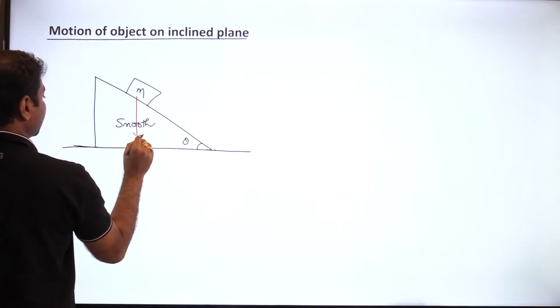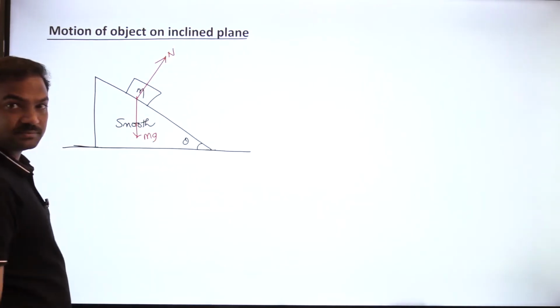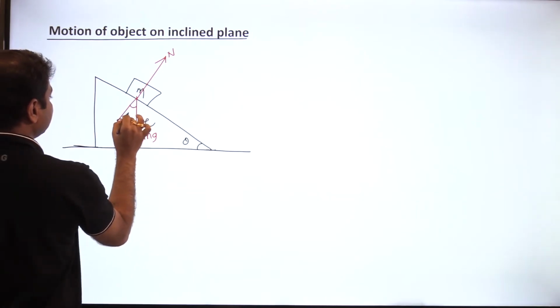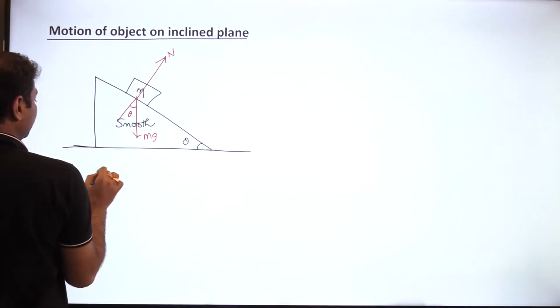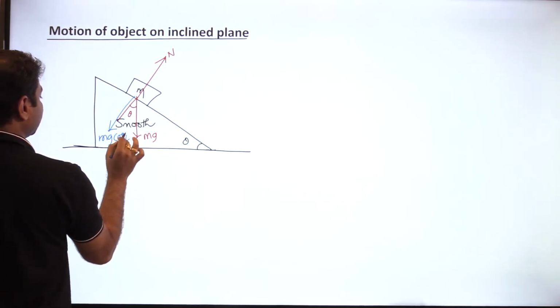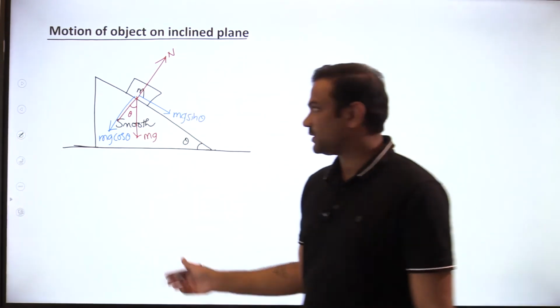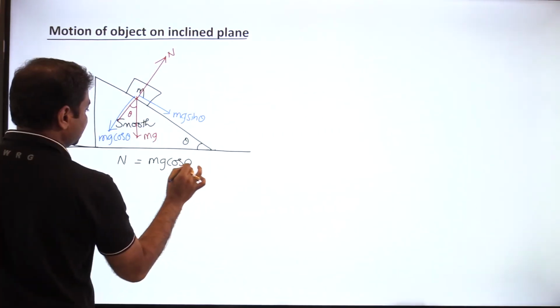What are the forces acting? mg will act downward, and the normal reaction will act perpendicular to the incline. If I am extending this, the angle will be theta. Then what are the components? The components are mg cos theta and the other component is mg sin theta. What will cancel out? The normal reaction will cancel out with mg cos theta. Normal reaction is mg cos theta.